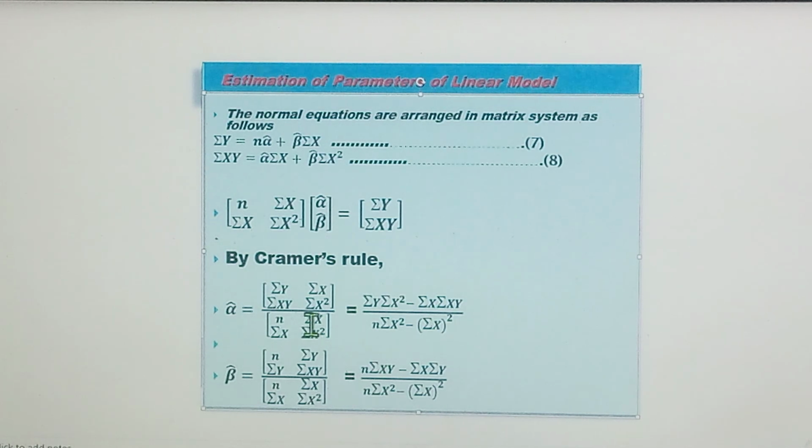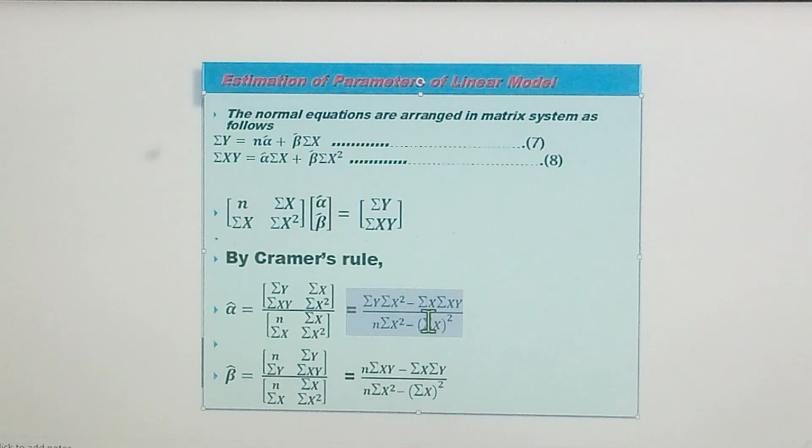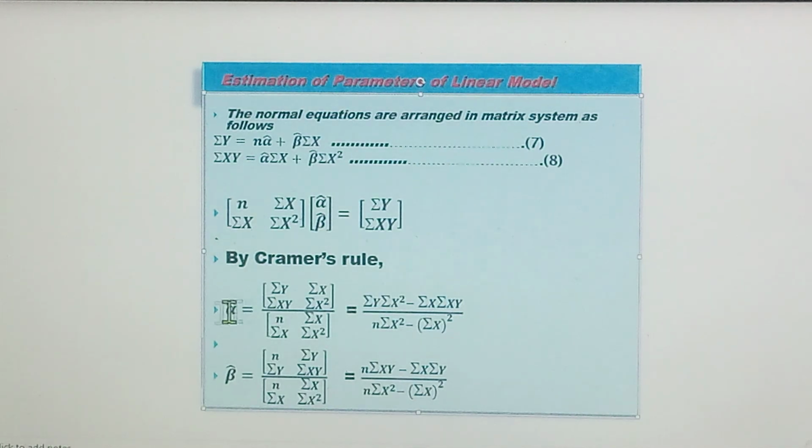Then divided by, now we do the same thing here. n multiplied by summation x square will give us n summation x square, minus summation x multiplied by summation x will give us summation x all square. So this quantity you are seeing here is the estimate for alpha cap. That is, this is the formula we can use to estimate the value of alpha cap.